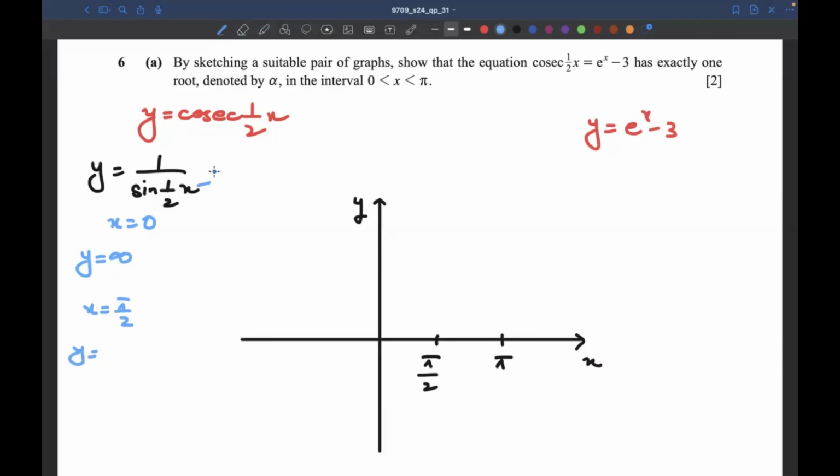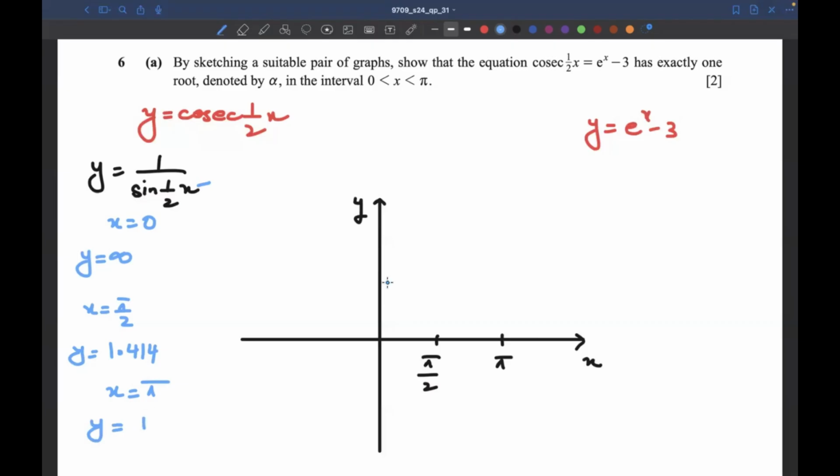So that will become sine of pi by 2 divided by 2, so sine of pi by 4. So sine of pi by 4 and then we divide 1, so we'll get 1.414. And then finally, if we take x equal to pi, sine of pi by 2 is 1. So y will be equal to 1 as well.